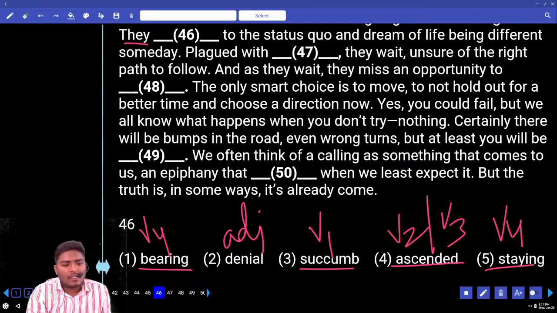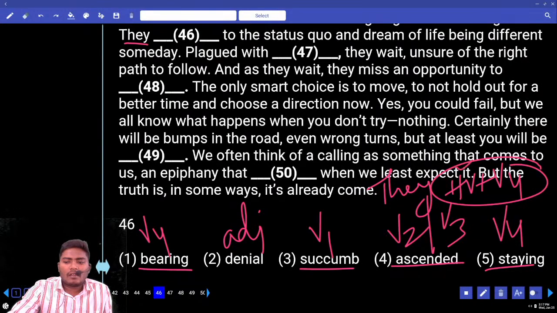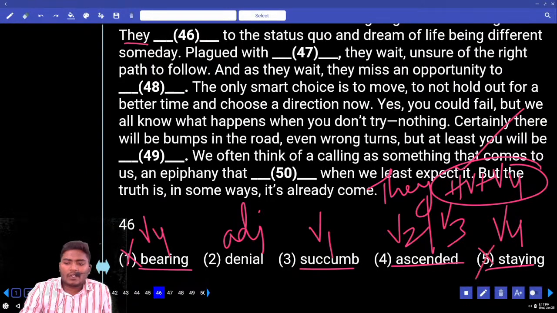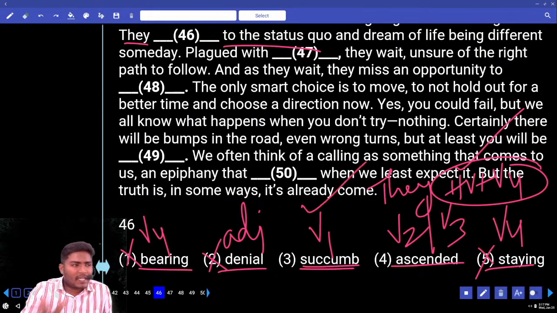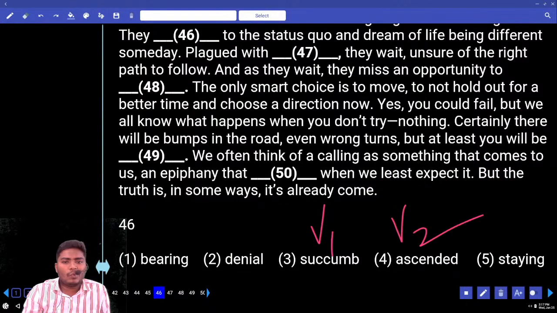Now tell me your answer. They plus V4. Can we use "they" plus V4? We cannot. We need the helping verb. So can we eliminate 2 options? 1 is out, 5 is out. Next, "they denial to". Can we go for that? No. Out. "They succumb": they plus V1 we can use directly. Again, we can also use they plus V2. We have 2 alternatives here. One is V1, another one is V2.